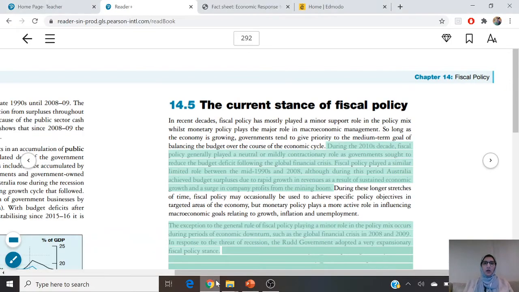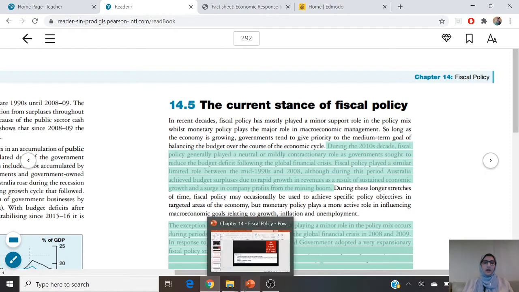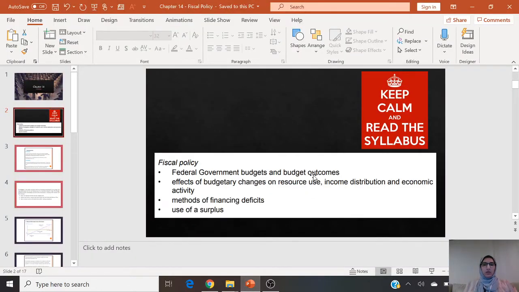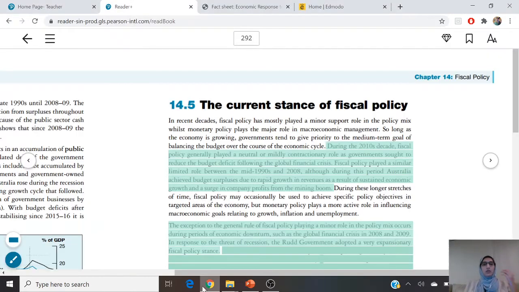Okay. So this class we're just going to be discussing the current stance of fiscal policy. Technically, we're actually kind of done with the syllabus requirements of fiscal policy, because we've already covered the budget outcomes. We've covered the effects of budgetary changes on resource use, income distribution, and economic activity. This was all done on Monday. Then methods of financing a deficit and the uses of a surplus was done yesterday when you guys watched the Ed Roller videos and took notes.